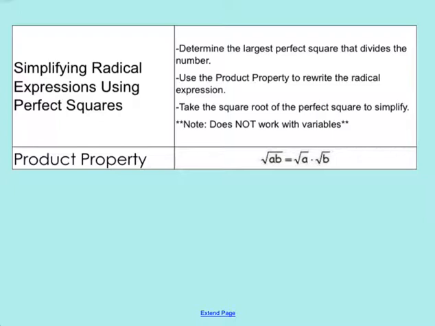Then you're going to use the product property to rewrite the radical expression, and then you can take the square root to simplify. Basically, the square root of AB is equal to the square root of A times the square root of B. This idea doesn't really work as much with the variables.